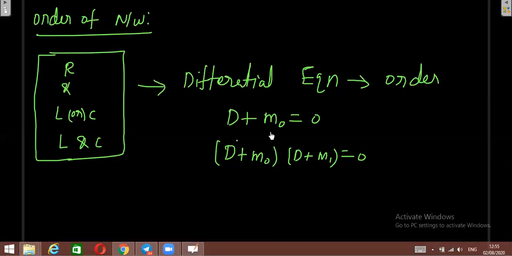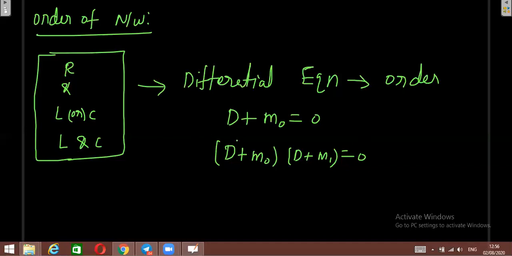If it is a first order equation, then this is simply D plus m0. If it is a second order equation, then this is (D plus m0) and again (D plus m1) equal to 0. That means when the circuit consists of only a single inductor or capacitor, definitely the order is first order. If it consists of more than one inductor or more than one capacitor or a combination of inductor and capacitor, then the order may be more than one, second order, third order, like that.